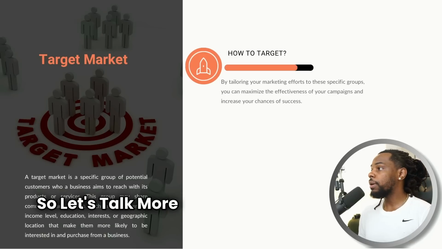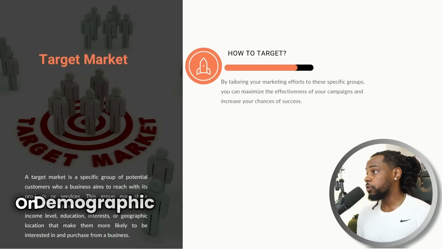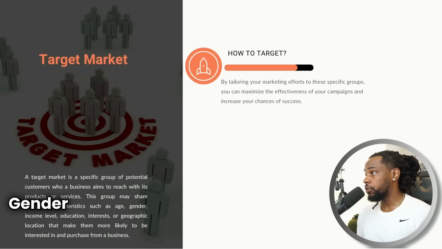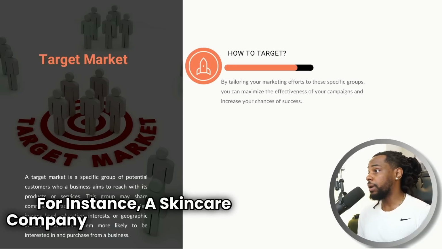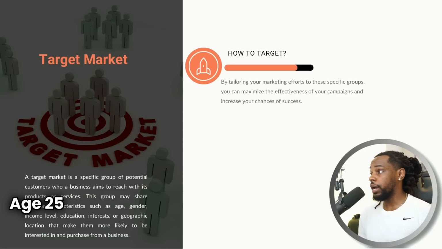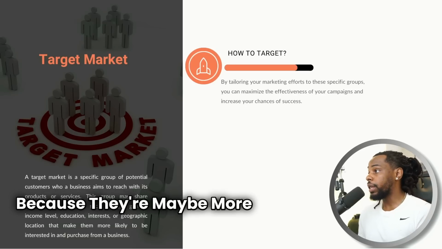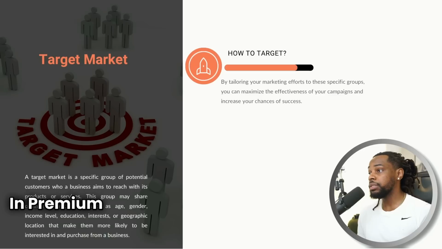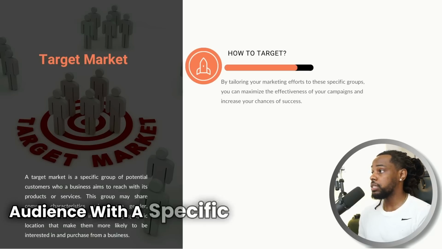So let's talk more about demographic targeting. When you segment your audience based on demographic factors like age, gender, income, education, or occupation, for instance, a skincare company might target women aged 25 to 40 with high income levels because they're more likely to be interested in premium skincare products. You're targeting a specific audience with a specific offer.